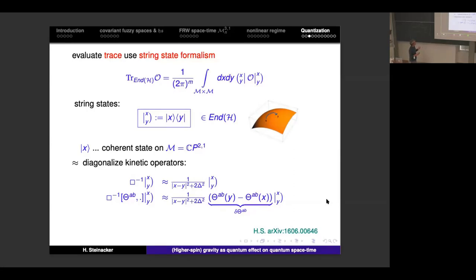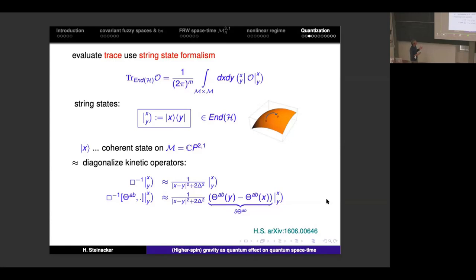To compute these traces, the hard part is how do you compute these traces? Because you have a general background, the background depends on X. How do you compute the trace of a fourth order differential operator on this thing? I didn't know, but now it turns out there is actually a very nice way to do it. And the very nice way to do it is based on what we call string modes, and they're built on coherent states on this thing. So all these quantized spaces have coherent states.